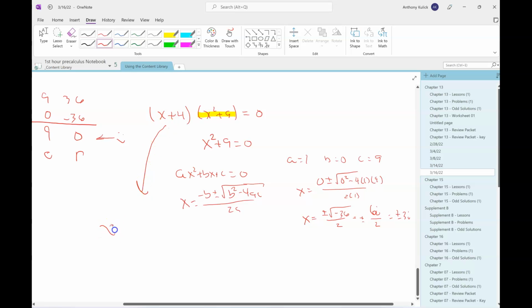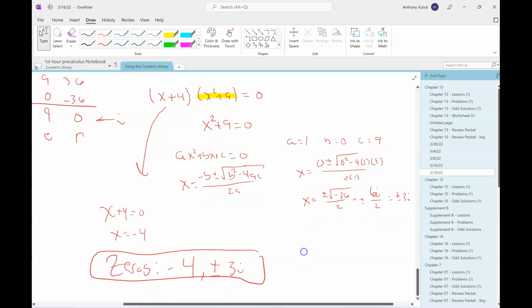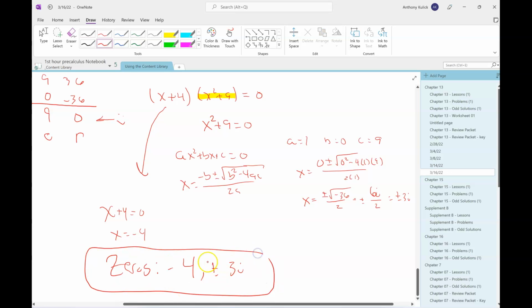And then if I take this one, obviously negative 4. So my zeros are negative 4, and then plus or minus 3i. And if you wanted to write them as two separate things, like plus 3i and minus 3i, rather than plus or minus, that's fine, whatever. Mr. Kulik is flexible with your communication as long as it's communicating the same thing.